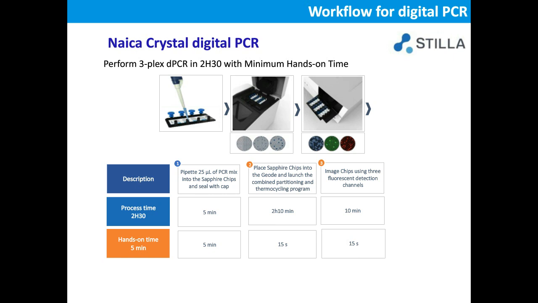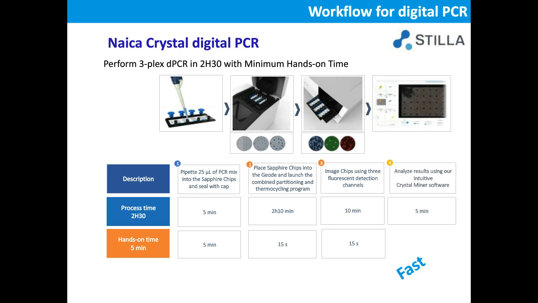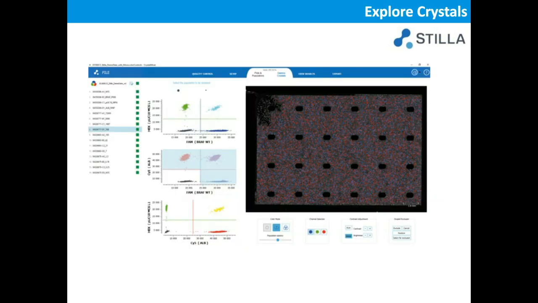And the last part will be the analysis of your samples. This can take from 5 minutes to many times longer, depending on the complexity of the assay and of your samples. But you will use really intuitive software where you can see your results in 2D dot plots, 1D dot plots, and also 3D dot plots. You can look at your droplet crystals and make sure that the positive droplets are not artifactual. So you will see everything that happens during your PCR reactions.